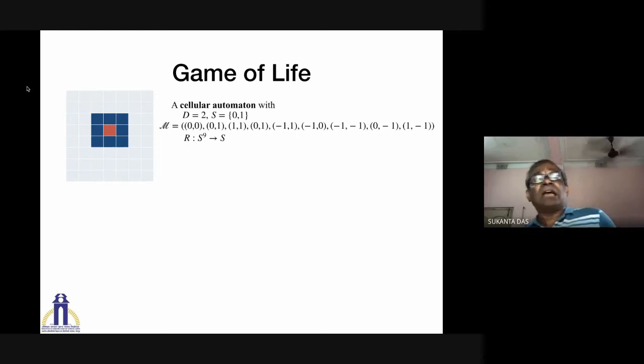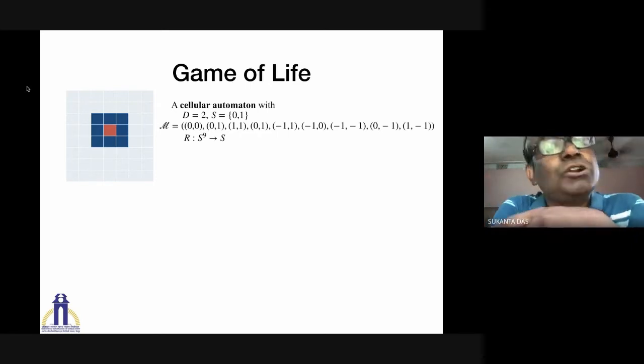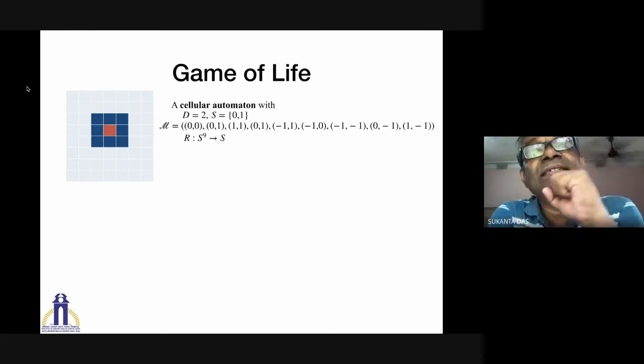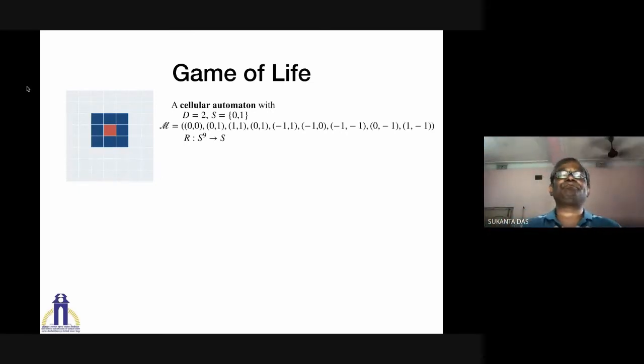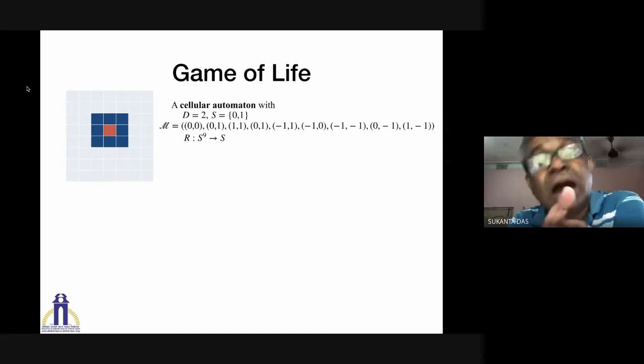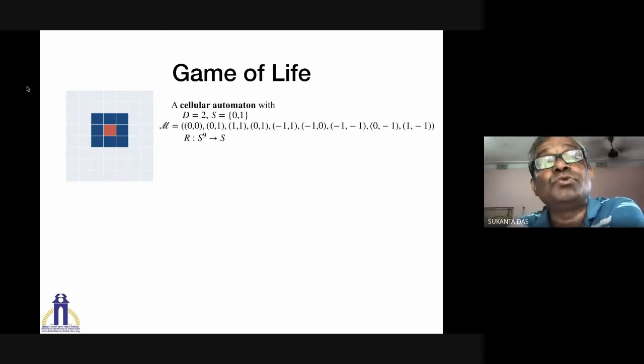As I said, Game of Life is a cellular automaton with the following parameters. Here d equal to 2 means my cellular space is Z square, and the system is binary. The automaton is binary because S is 0 and 1. It has two states, and this is M here. The question raised before will be cleared from here, I guess. And since there are 9 neighbors, the local rule R is from S to the power 9 to S.